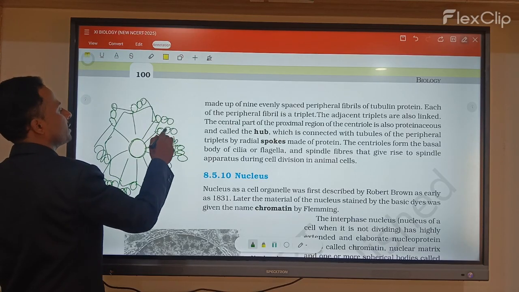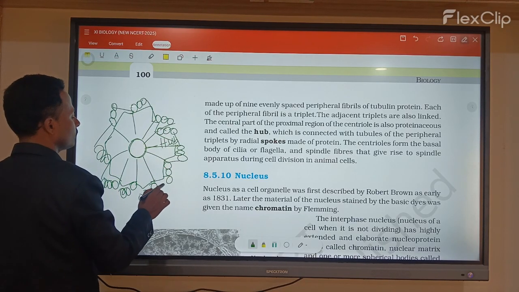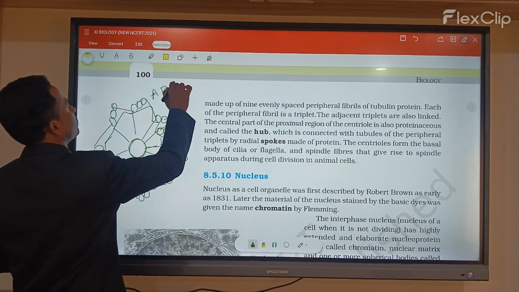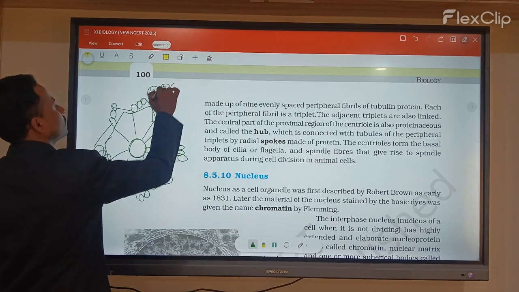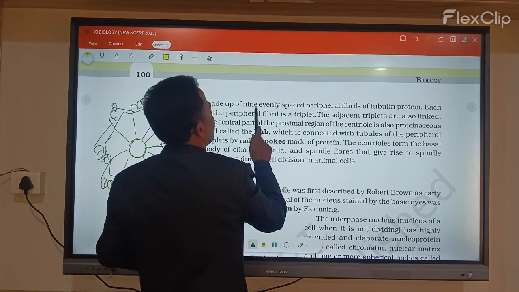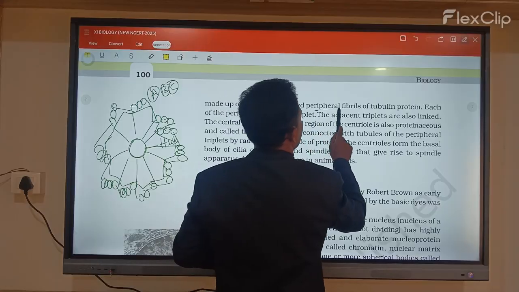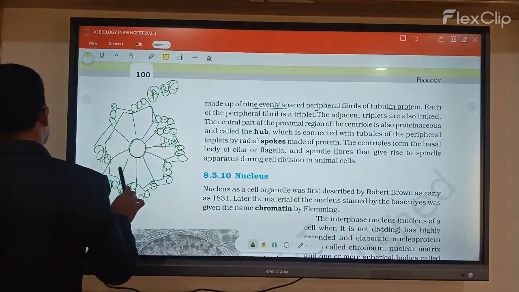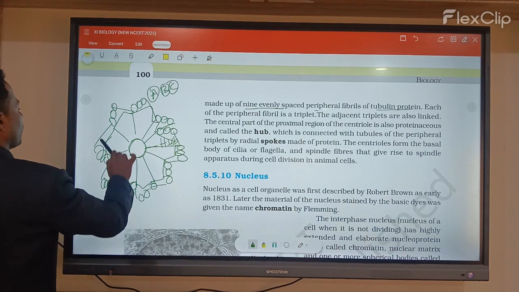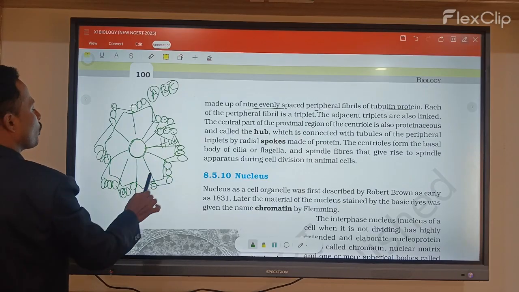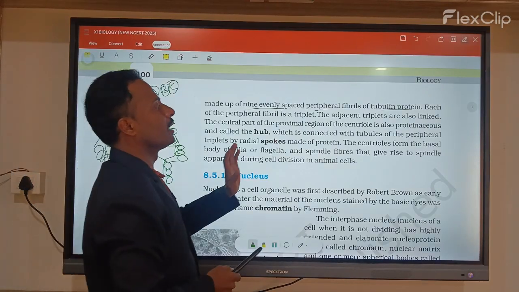These are the triplets. They are made up of 9 evenly spaced peripheral fibers of tubulin protein. What are they made up of? They are made up of tubulin protein. This total of 9 spoke fibers is made up of tubulin protein.